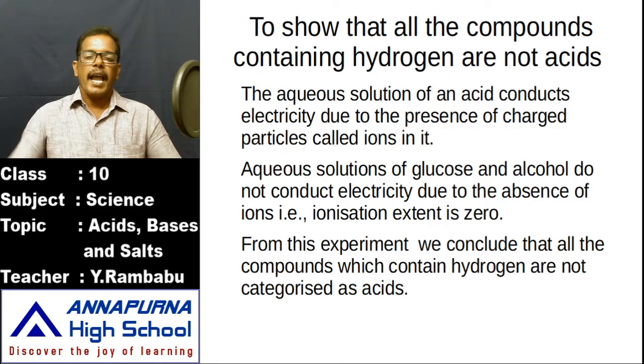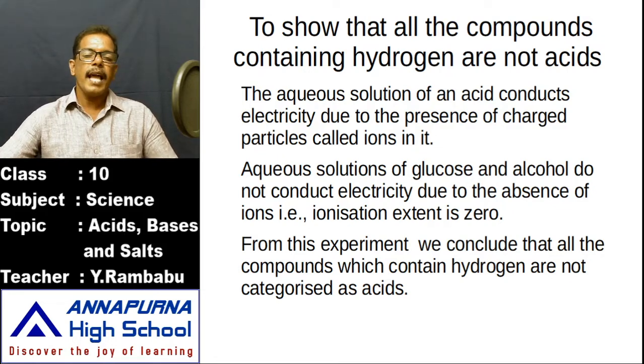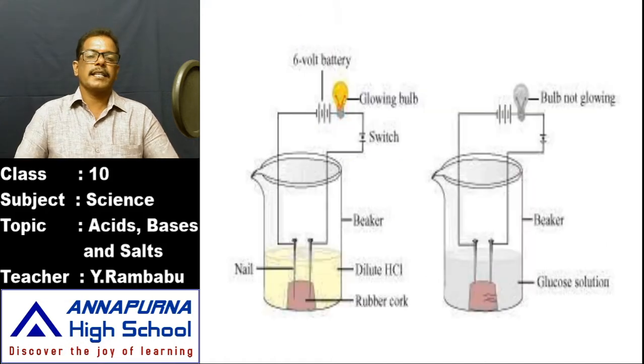For this activity, make a simple electrolytic cell. We already know what an electrolytic cell is. For this, simply take a beaker, plastic or glass, and a rubber cork. Insert 2 iron nails into the rubber cork. Take care that these iron nails are close to each other but not in contact. That means they are separated by 1 centimeter. Like that, fix 2 iron nails.